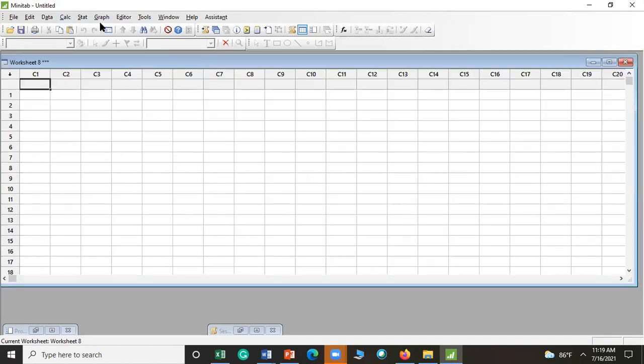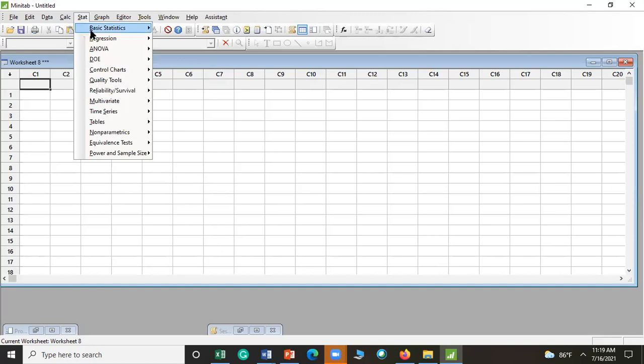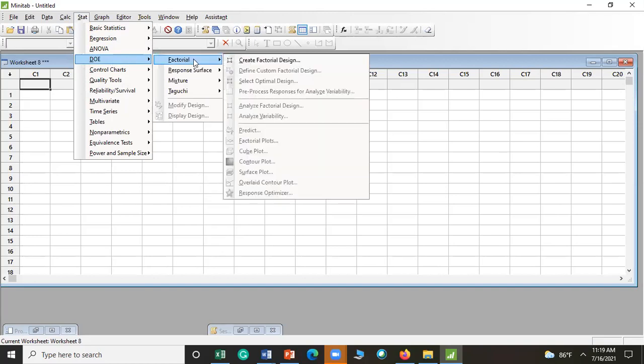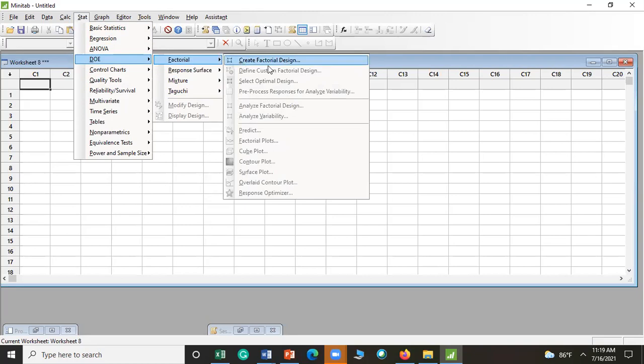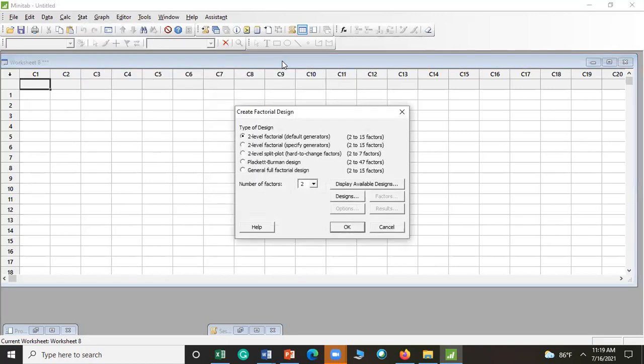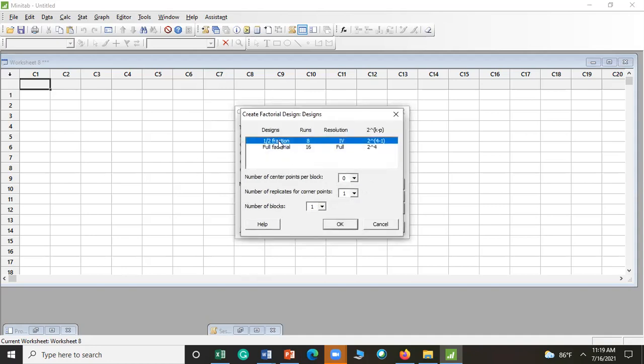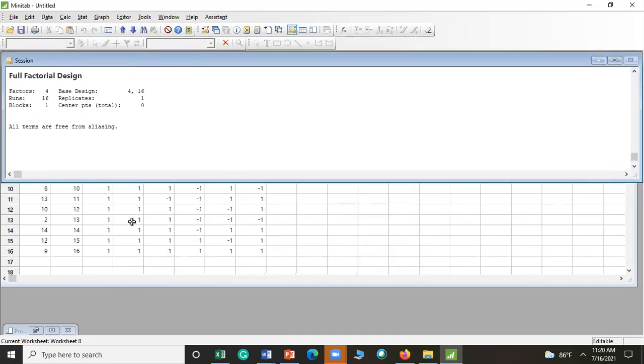So you can get it easily. Here you can see STAT, DOE. DOE means design of experiment. Then you can see factorial designs, response surface designs, mixture designs, and Taguchi designs. When it comes to factorial design, you can create a factorial design. Then you can select the number of factors, two factors, three factors. Then you have to select the design, whether it is a half fraction factorial design, you can remember N minus P, half fractional, or whether it is a full one. Then you press OK and you can get the design.